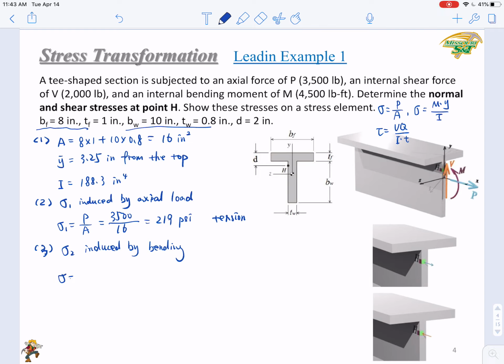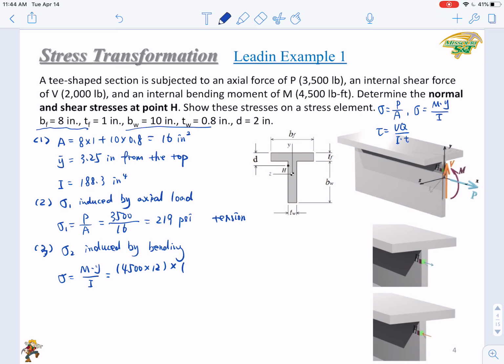This sigma 2 can be calculated by M y over I. What is the value of M? Well, look here. It is 4,500 pound-feet. So we need to convert it to pound-inch so that we can use inches to calculate the value, right? So here M is actually 4,500 times 12. Right? Then how about the y?